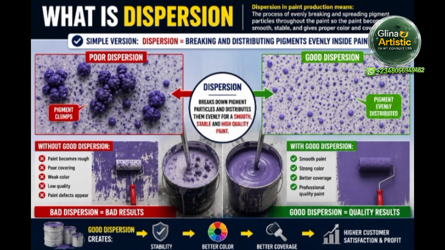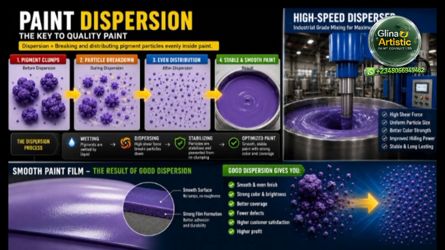Hope you've learned something useful today. So let's fix this properly. Just like I said, dispersion simply means breaking of pigment particles evenly inside the paint system. And professional factories use proper mixing speed, correct sequences, proper wetting, and controlled dispersion time. But here is what many people don't understand.